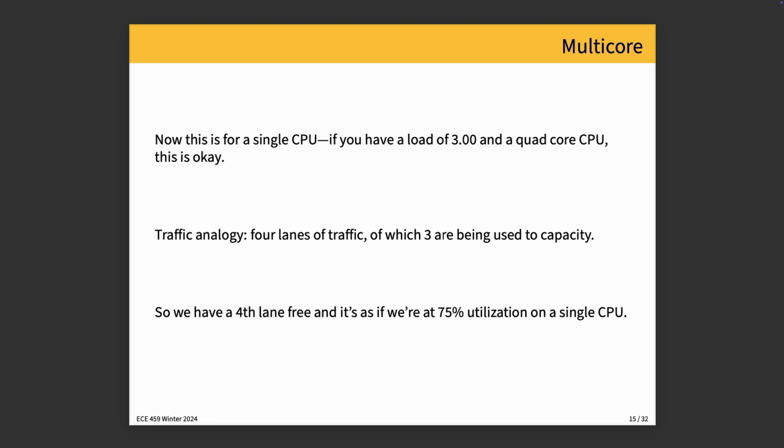Now that is for a single CPU. So if you have a load of 3.00 on a quad-core CPU, that's perfectly fine, because the total capacity is 4.00 units, and we're only using 75% of the total capacity, right? And to extend the traffic analogy a little bit, what if we have 4 lanes of traffic, and we have 3 lanes used to capacity? That's really the same as if we had a single much bigger lane and 75% utilization in total, right? We could redistribute that workload a bit, and we would probably end up just fine. So that's what's up with CPU.